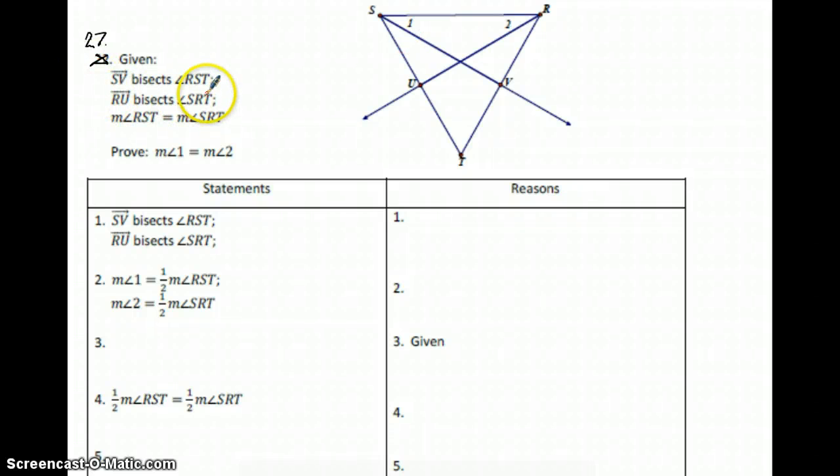RU is a bisector of SRT, so that goes right in the middle of these two guys. RST is congruent to SRT. Oh, I'm going to mark this then. That big angle there is congruent to that big angle there. That's going to be helpful. And prove that 1 is congruent to 2.